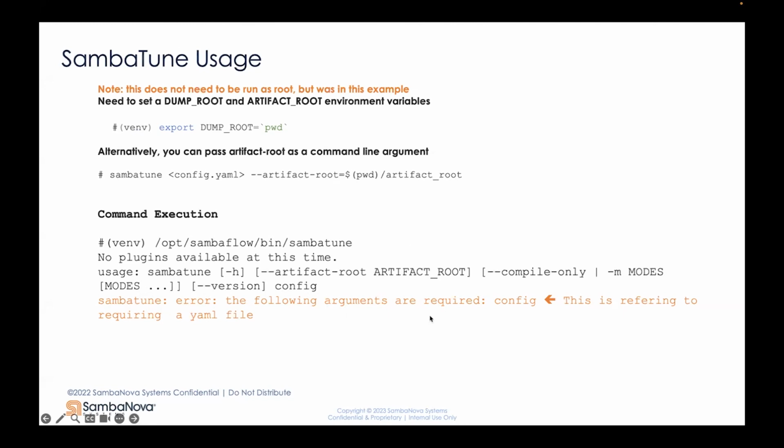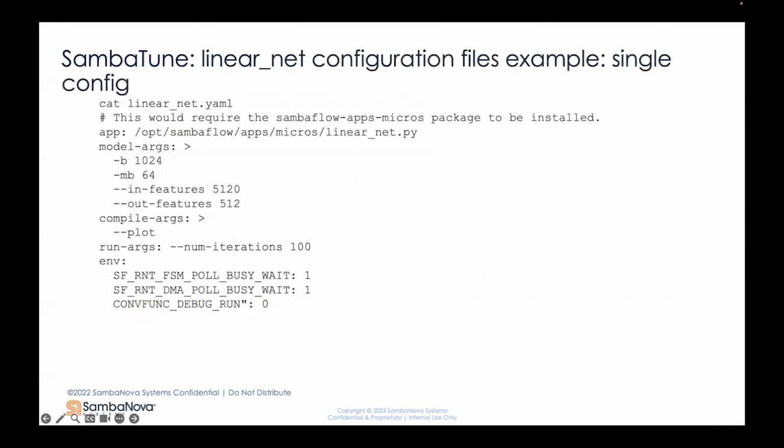Let's look at some samples of these YAML files. When you install SambaTune in 1.16 and above, there are sample configs under opt SambaFlow SambaTune, and this is just one of them. We provide, I think, eight sample configurations for you to look at, leverage, and use to create a YAML file for your model. If you have any problems creating that YAML file, obviously feel free to reach out to us and we will assist.